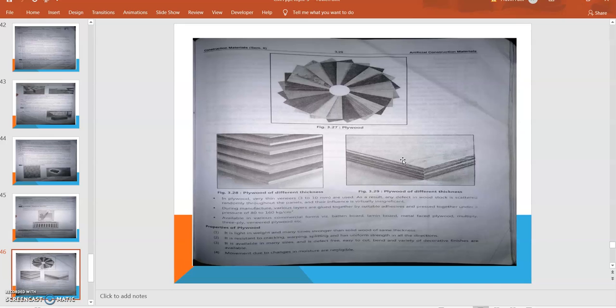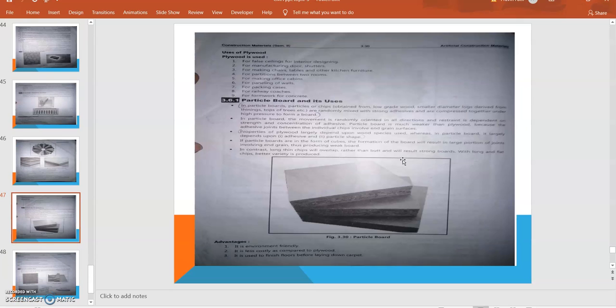Then properties: it is light in weight, it provides resistance to cracking, warping, splitting, and has uniform strength in all directions. It is available in many shapes and sizes and is free from defects like cuts, wounds, bends. Then movement due to changes in moisture is negligible. These are certain properties of plywood.